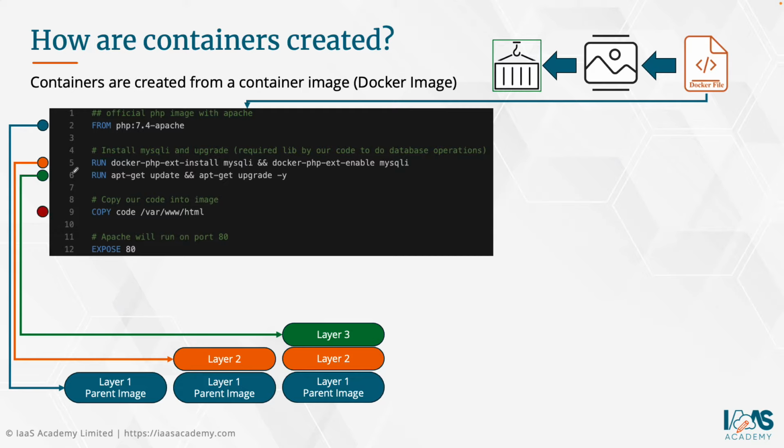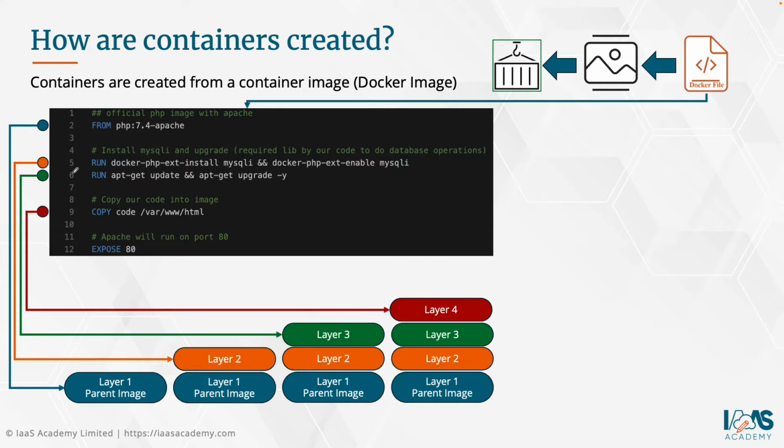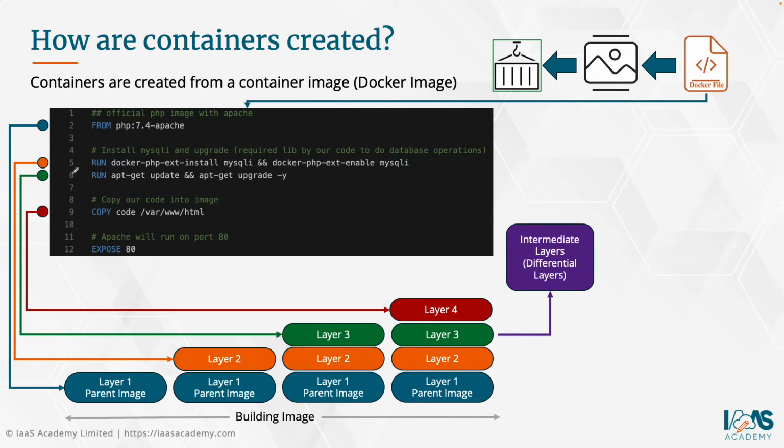So we've got the next command, which is to copy some code into the HTML directory. That's our layer 4 in this example. And ultimately, that's how you end up building the image. Each of these layers are what we call intermediate layers, differential layers that stack one on top of the other. And it's interesting to note also that layers that change more often, the commands or the components of your image that are going to change more often, should really be higher up the stack.